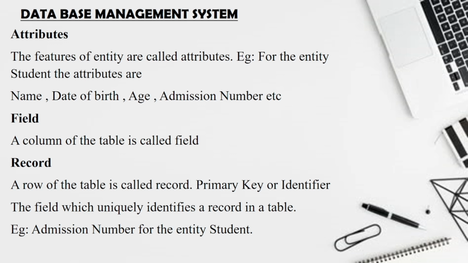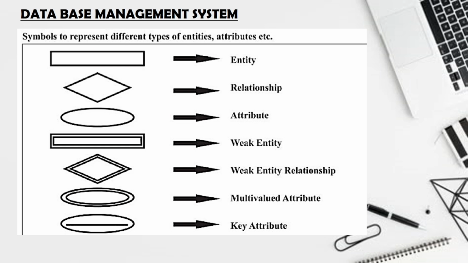Field means a column of the table, and it is used to record. Record means what we use for recording information. A row of the table is called a record, and a primary key or identifier is the field which uniquely identifies the record in a table. These are the symbols we use for showing the different attributes: entity, relationship, attributes, weak entity relationship, multi-valued attribute, key attributes.